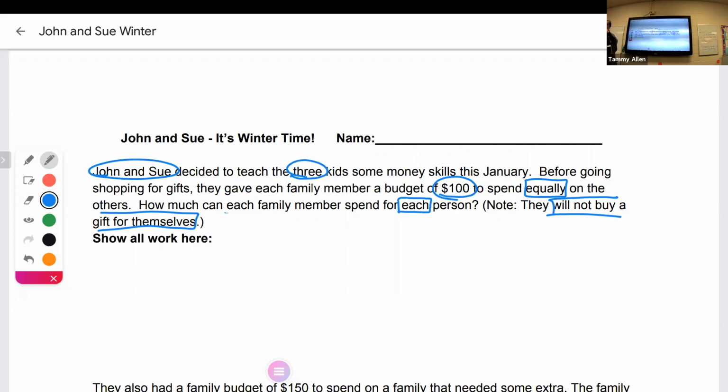100 divided by 5. Why 100 divided by 5? Everybody agree with that? 100 divided by 5. Yeah, I was thinking 100 divided by 4. Can you speak to that? Because each person is buying 4 gifts for another person, and they're not buying for themselves. There's 5 people in the family, so they're going to buy 4 gifts in all.